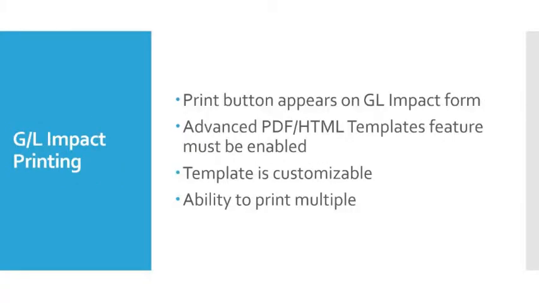One cool new feature with NetSuite is the GL impact printing. This allows you to print the GL impact of a transaction from the GL impact form. To use this feature, make sure the advanced PDF/HTML templates feature is enabled. This will allow you to customize the form. The feature also allows you to print the impact for multiple transactions. Let's jump back into NetSuite and I'll show you how to use this feature for single transactions and then for printing multiple transactions at a time.